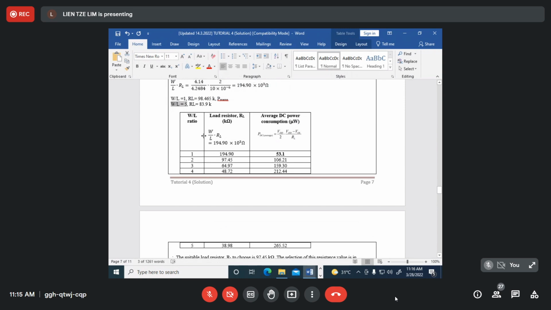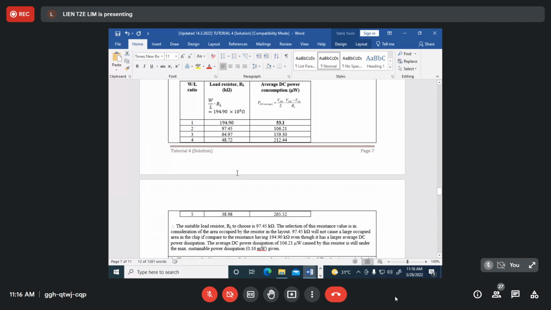The values of RL here, this is my answer. This is Yongchuan's answer. The values of RL are different, but the conclusions will be the same. What I mean here is the requirement of selecting the suitable RL will still be the same. How should we determine that?